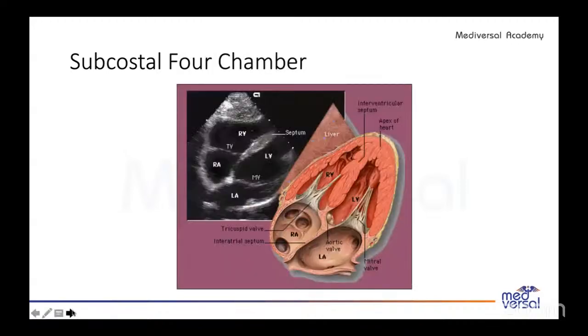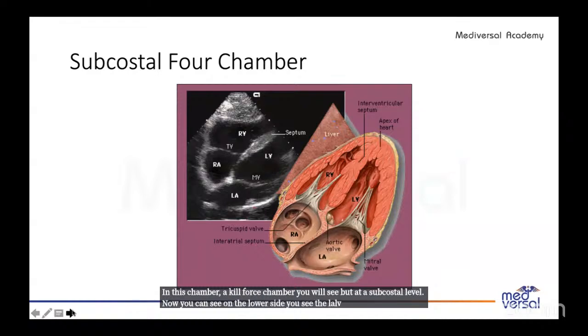So this is subcostal four chamber. This is how what you see. In this view, again four chamber you will see, but at a subcostal level. Now you can see on the lower side, you see the LA, LV. On the upper one, there's the RA, RV. And you can clearly see the interventricular septum, interatrial septum, right?